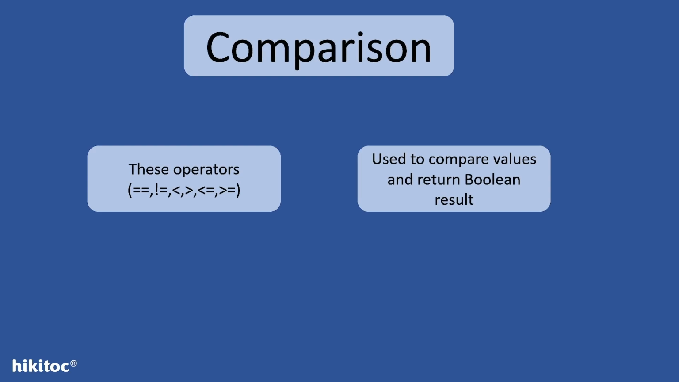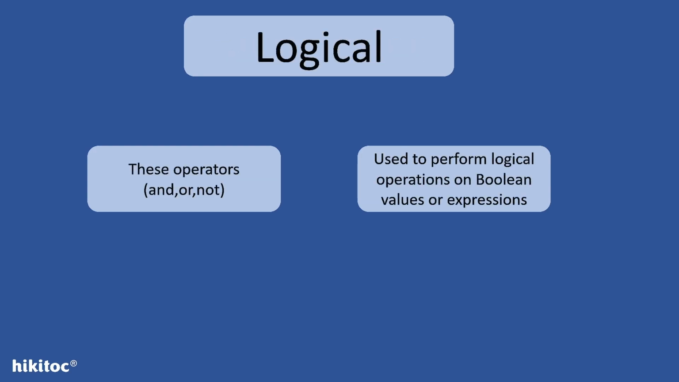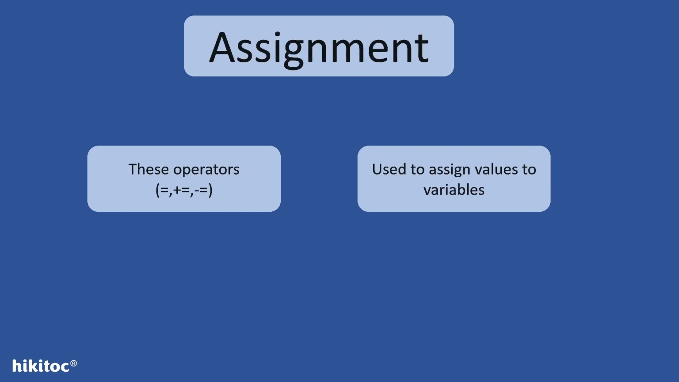They are crucial for evaluating conditions and making decisions based on the comparison's results. Next, logical operators. These operators, and, or, not, are used to perform logical operations on Boolean values or expressions. Logical and, or, not operators are used to combine or negate conditions. Assignment operators. These operators, like plus equal and so on, are used to assign values to variables.